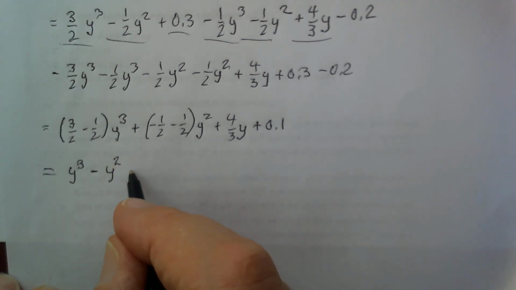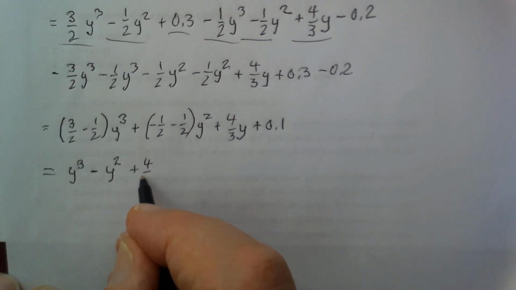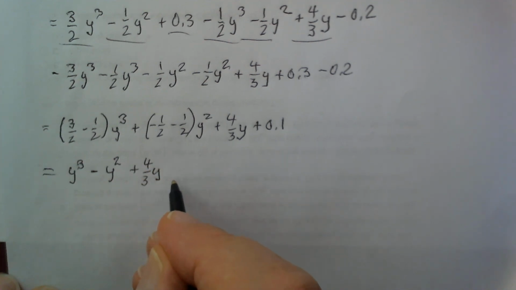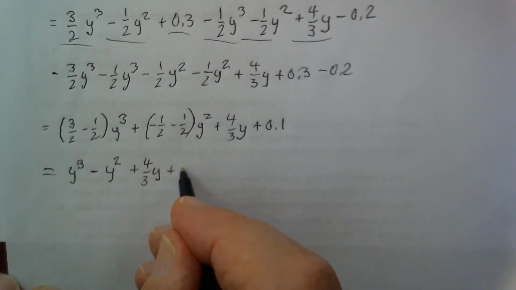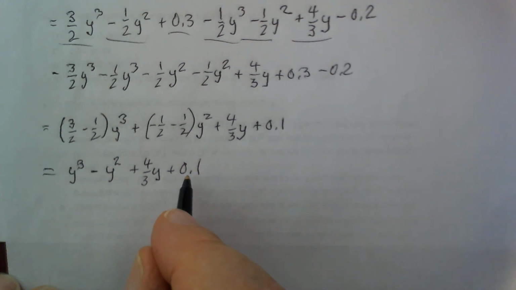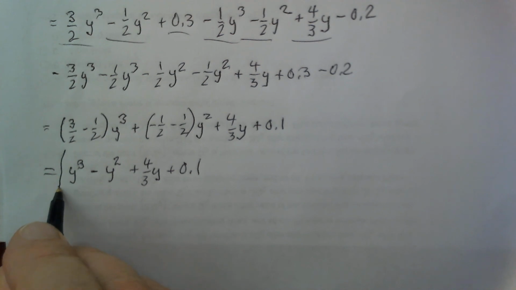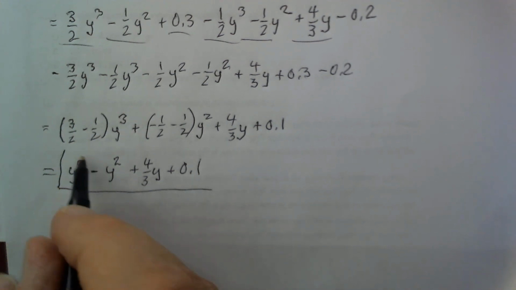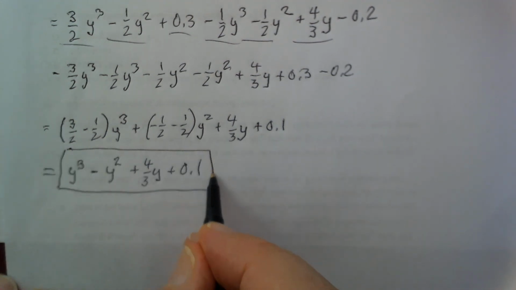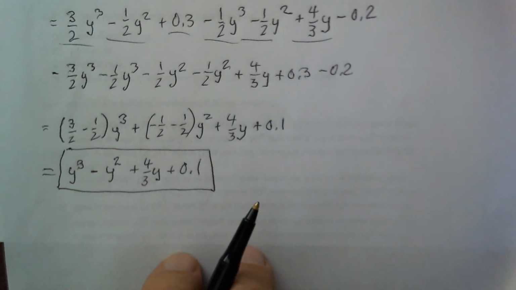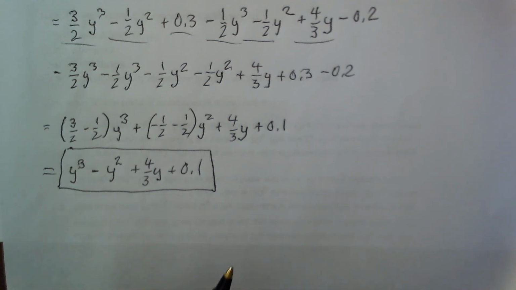And then we have 4/3 y. There's only one of those with y. And then 0.1. So that would be our final answer. Again, I would recommend you try this yourself. Pencil and paper, and just work it out yourself.